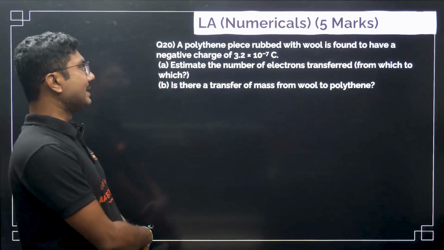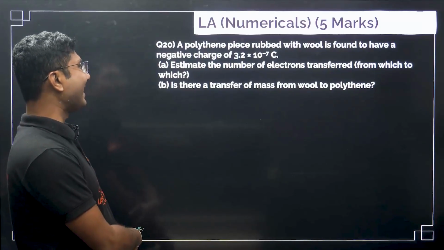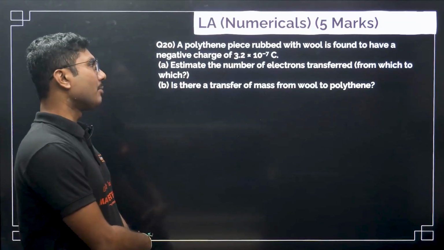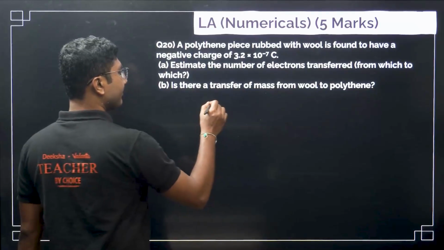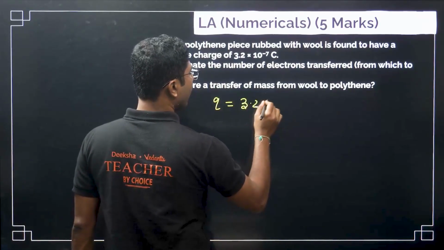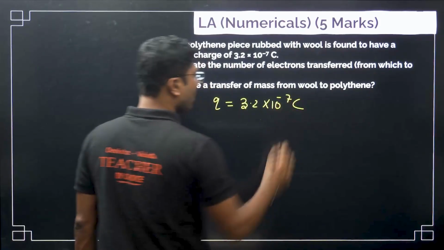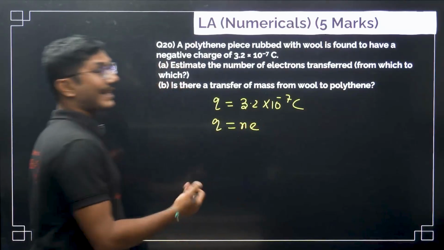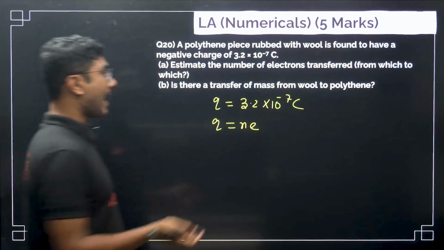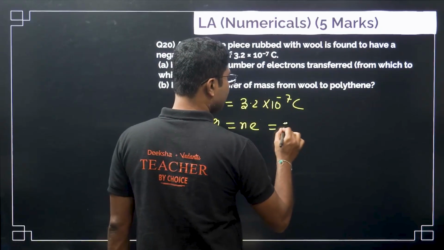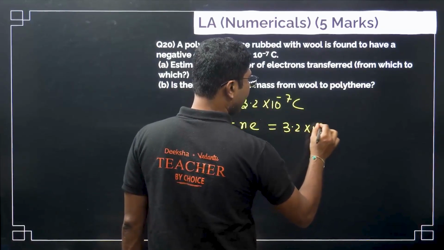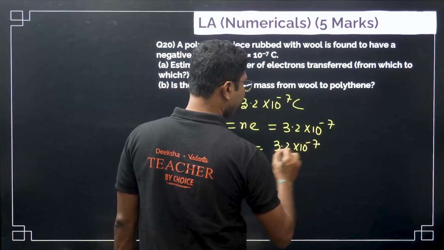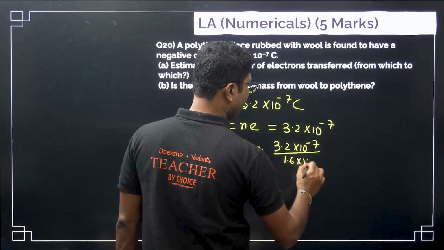A polythene piece rubbed with wool is found to have a negative charge of 3.2 into 10 to the power of minus 7 coulomb. Estimate the number of electrons transferred. So the charge is given here as 3.2 into 10 to the power of minus 7 coulomb. So what is the number of electrons? We know that charge can be written as n into e, where n is an integer, that is the number of electrons, and e is the charge of each electron, that must be equal to 3.2 into 10 to the power of minus 7. So n must be 3.2 into 10 to the power of minus 7 divided by 1.6 into 10 to the power of minus 19.